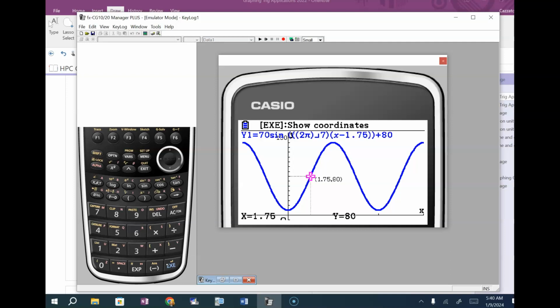So I hope you found this video helpful on how to use the Casio calculator to check your Ferris wheel problem.